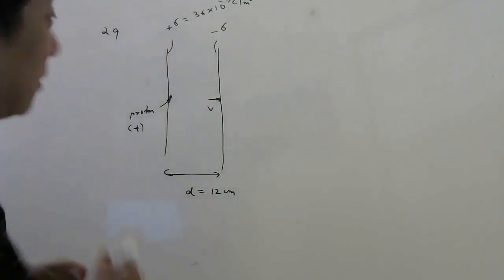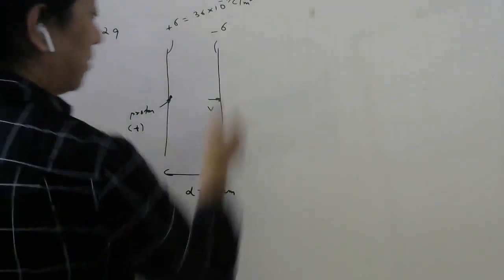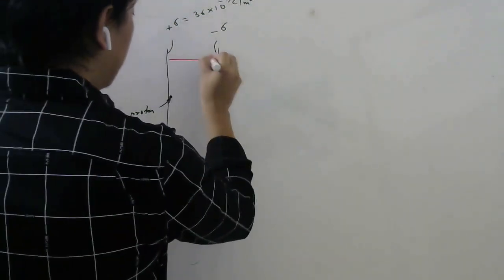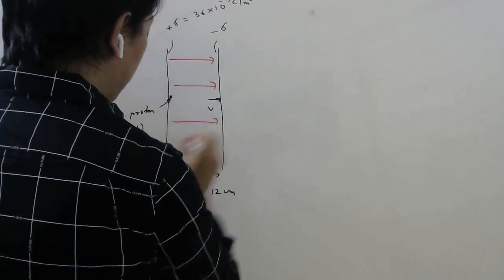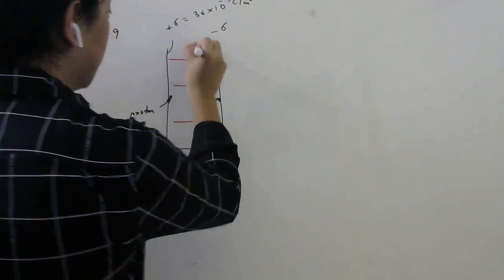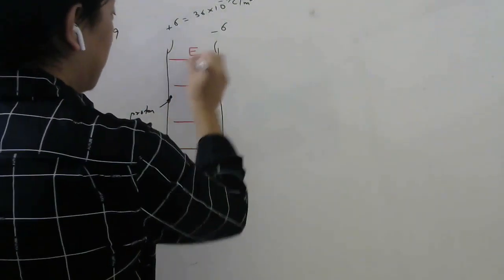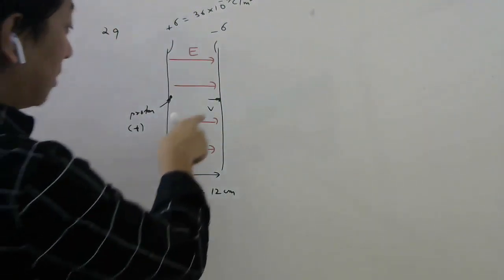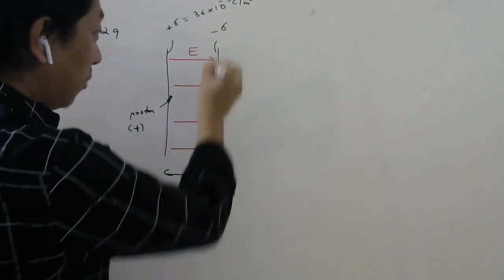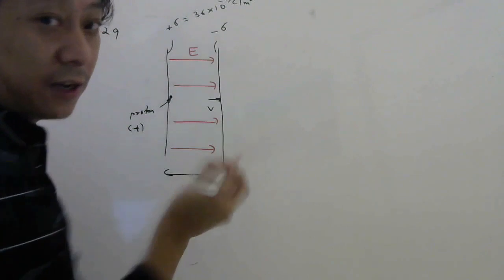Why is there an electric field? Because one plate is positive, the other plate is negative. So there will be a uniform electric field in between the plates. Okay, so we first need to calculate, due to this electric field, what will be the speed of the proton when it reaches this plate. That we have to first find.